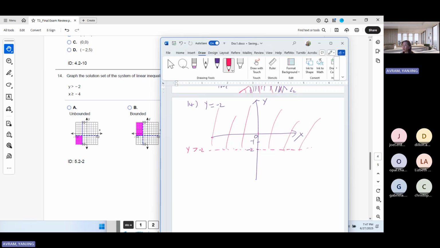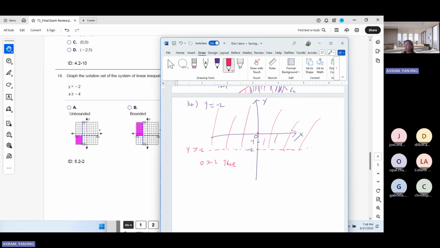Or you can use the 0 right here, right? You don't have an x, this is 0. 0 is greater than -2. It is true, 0 is greater than -2. So this side, the upper part, is the solution, right? Yeah. So that is the first one.